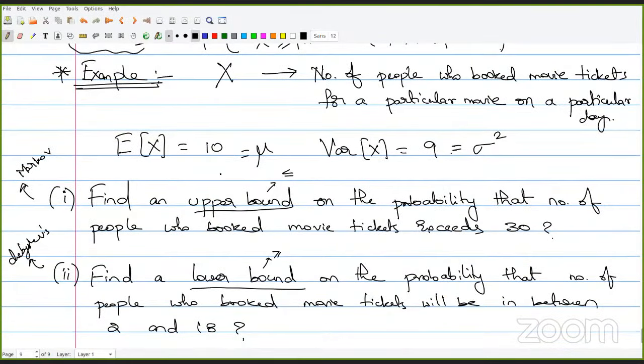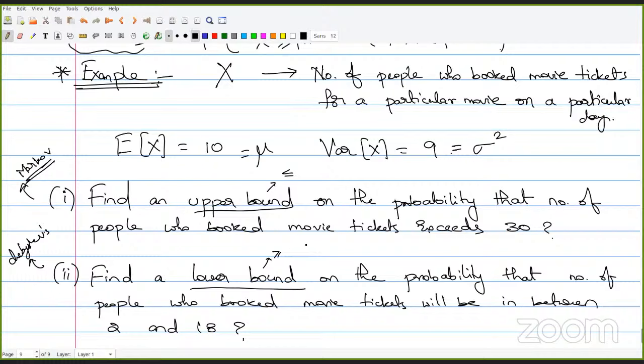See, here the same question I can ask you reversely. Find a lower bound on the probability that the number of people who booked movie tickets will not go below 10. So the question is like, will not go below 10. What is C here? I said 30. Use Markov. 30. Correct. Sir, can you repeat? I just got confused about what you said.